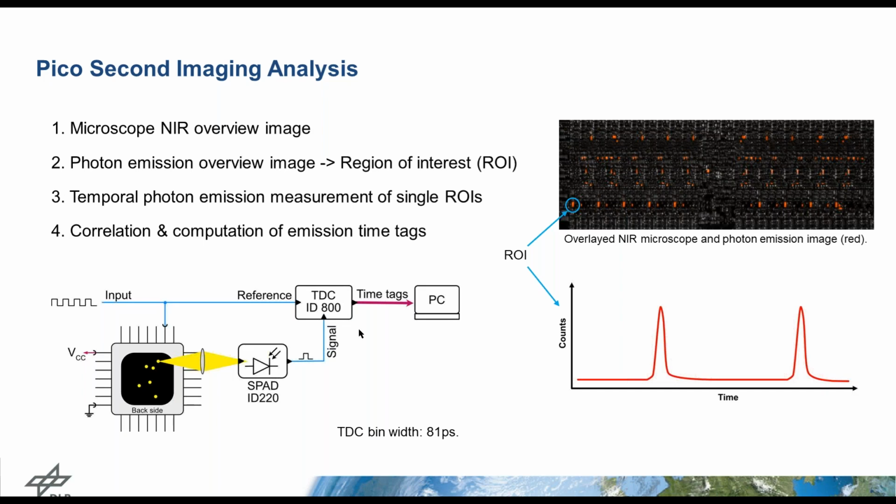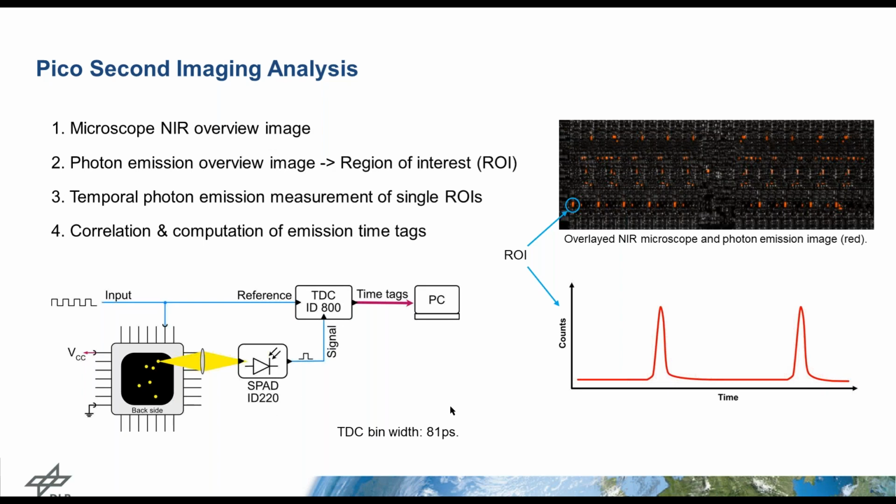If you look at the TDC, the time base is 81 picoseconds. The jitter of the ID220 is around 180 picoseconds. So you would say that's not much temporal resolution or precision.